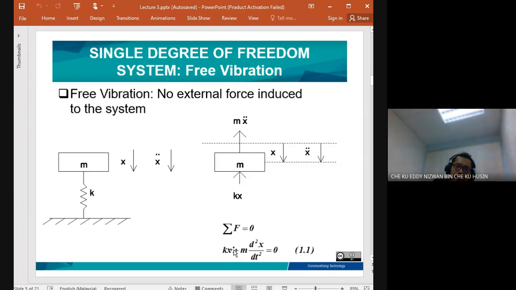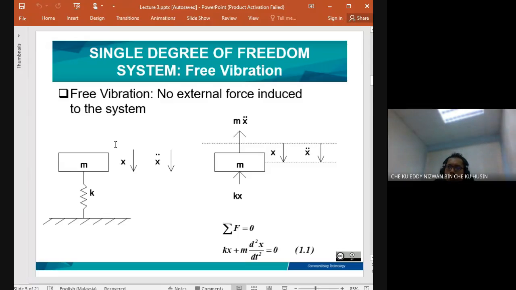So kx plus m x double prime equals zero. That's the equation of motion for this system. That's the way we derive the equation of motion and also draw the free body diagrams.